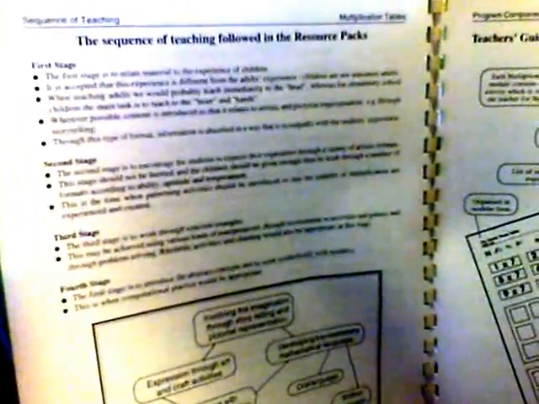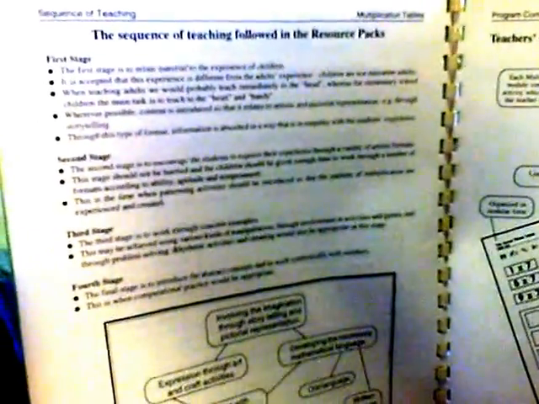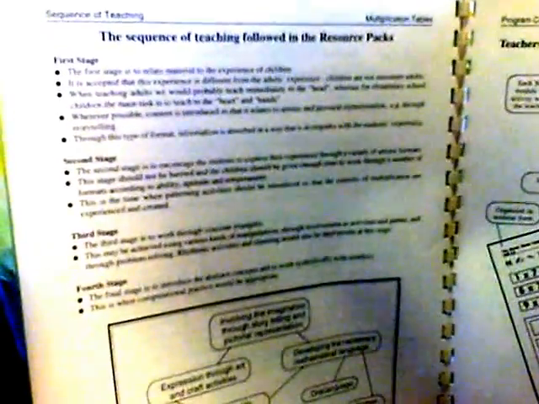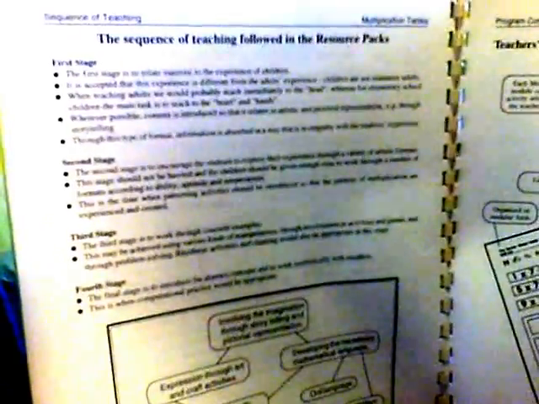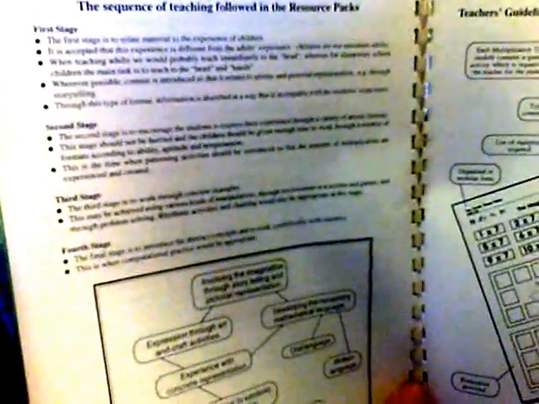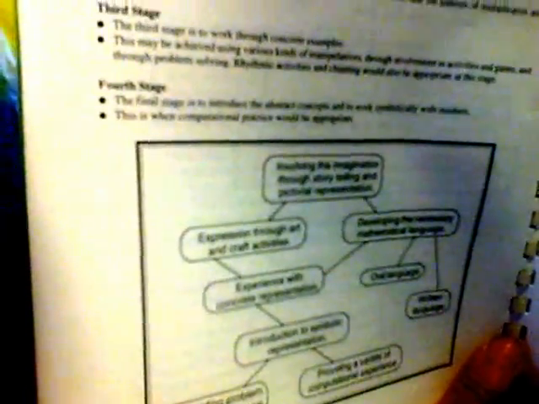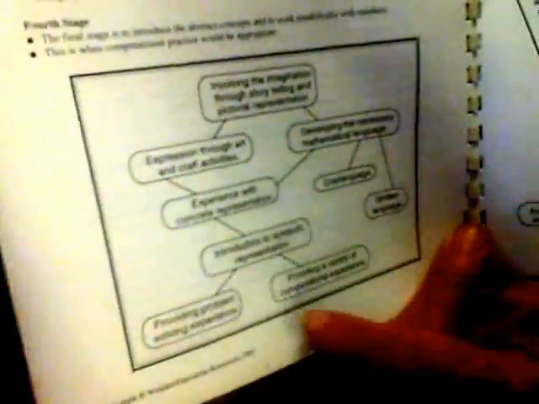The third stage is to then start working through concrete examples. This can be achieved by using various kinds of manipulatives, through involvement in activities and games, and through problem solving. Rhythmic activities and chanting would also be appropriate at this stage. The fourth and final stage is to introduce the abstract concepts and to work symbolically with numbers. This is when computational practice would be appropriate. So this gives an overall visual view of what we're trying to do.